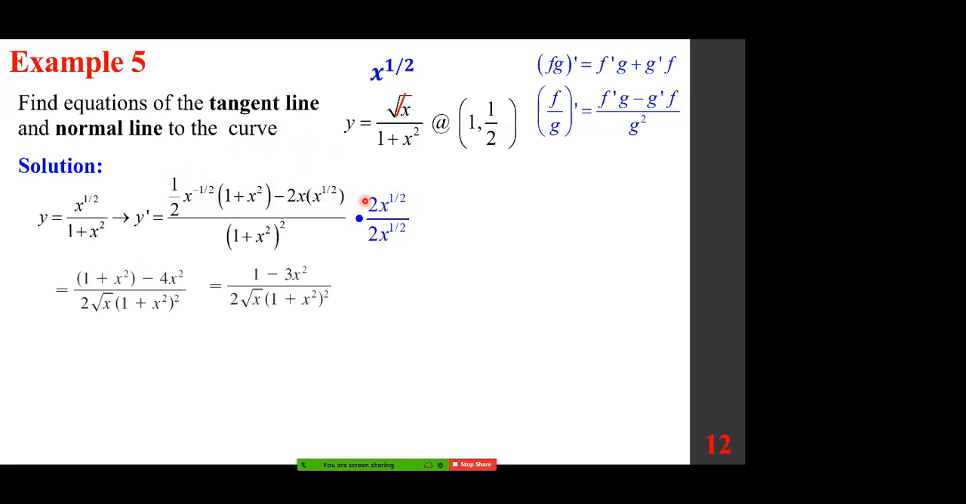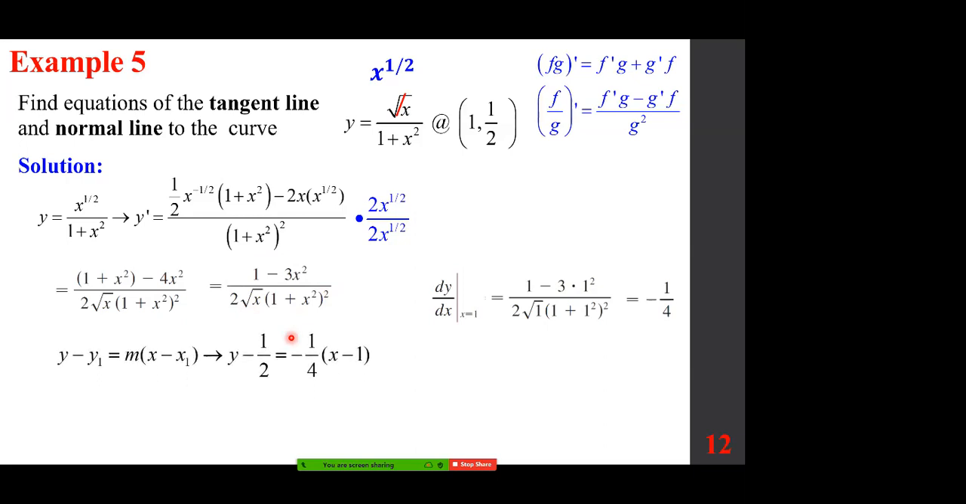Now plug in the x coordinate, which is 1, and that gives you the slope of a tangent line. I'm assuming everybody can do the calculation, class. I'm assuming everybody's okay with that. Plug in number 1 into this. That gives you the slope. Now y minus y1 is m times x minus x sub 1. And everybody can do the work. I wouldn't worry about that.